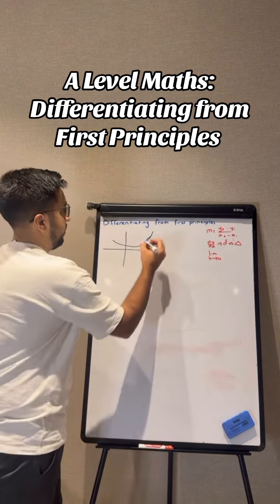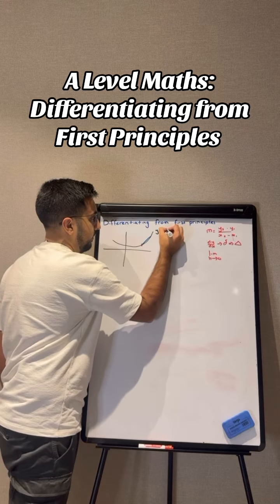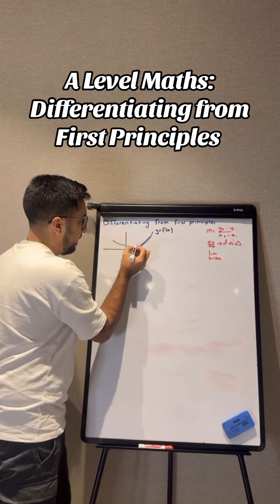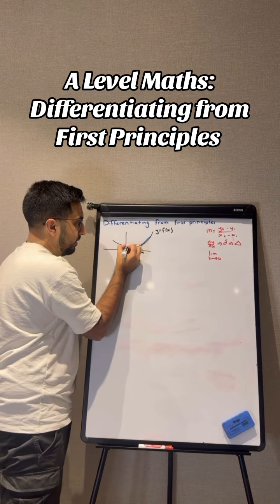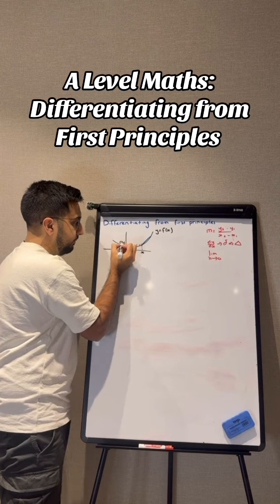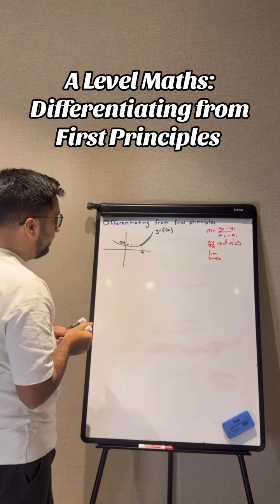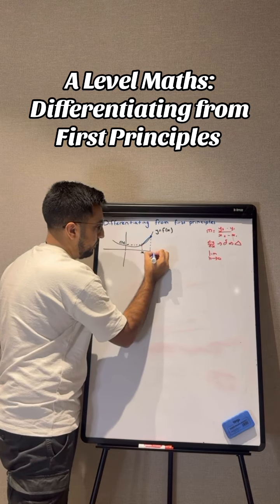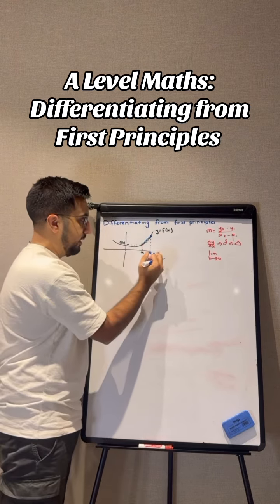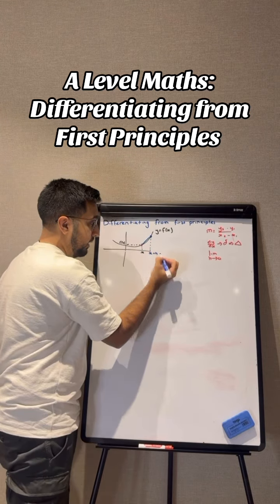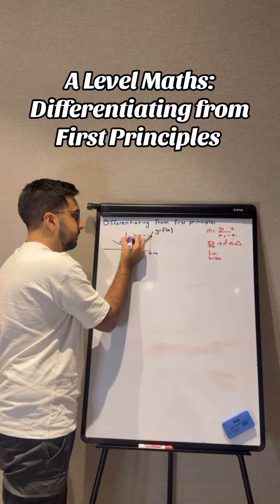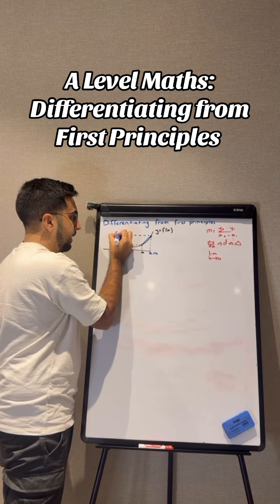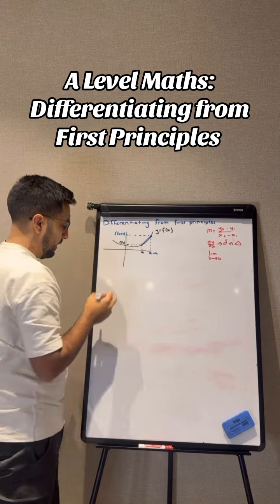Well, we can label this graph as y equals f of x. And if this is the point x, this gives us f of x. And our second point, which is up here, is just going to be x plus something, because it's x moved by a certain amount. And this is where we use h. Therefore, if you substitute that into here, you get f of x plus h.